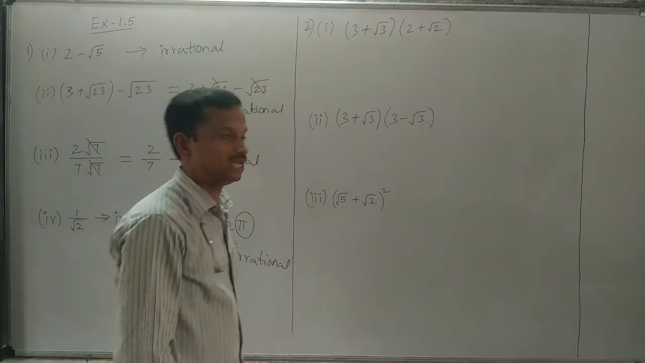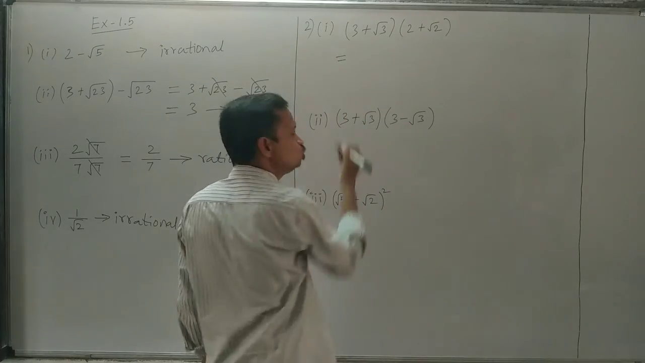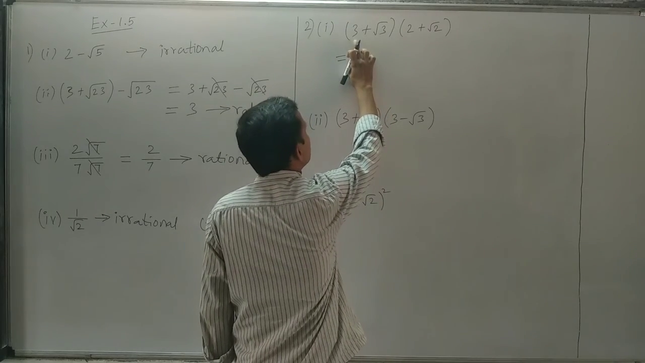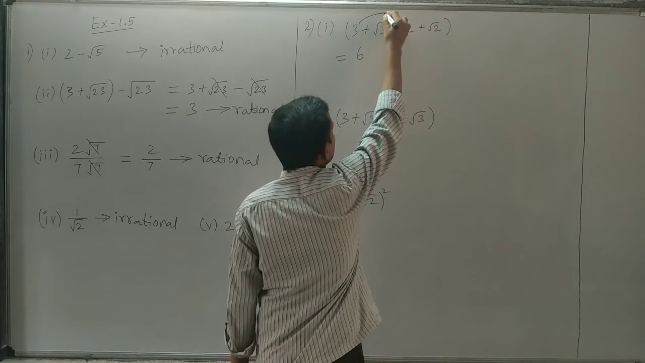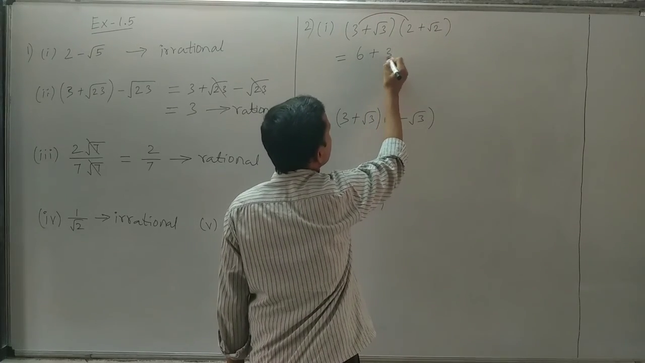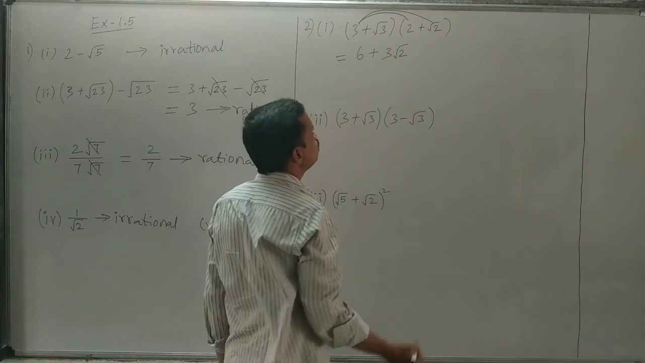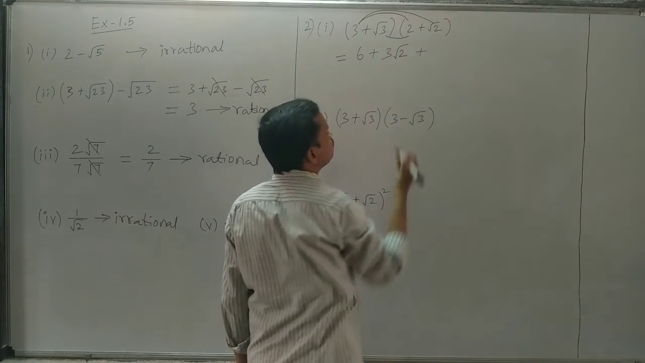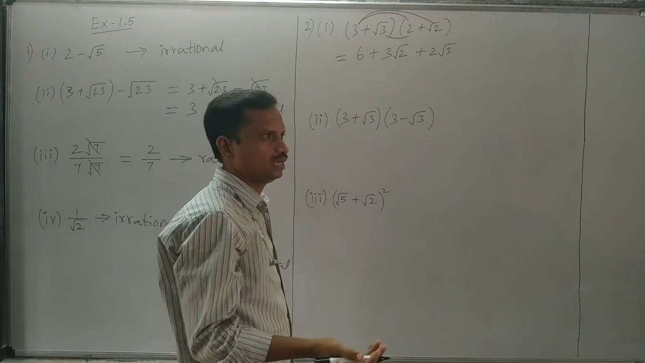3 plus root 3 into 2 plus root 2. So we just multiply, that's all. The usual multiplication, but square root is there, so you have to take care of that. So 3 into 2, 6. And then 3 into root 2, what you get? 3 root 2. And then plus root 3 into 2, what you can write? Root 3 into 2 we can write as 2 root 3.